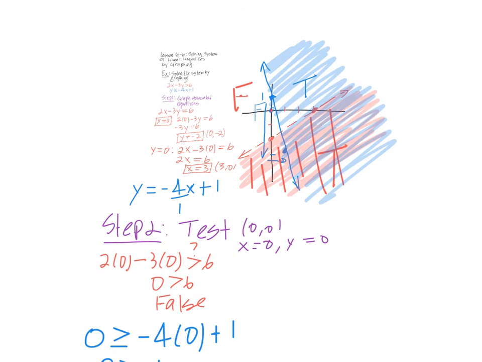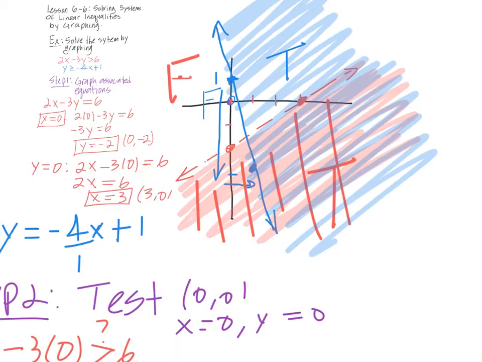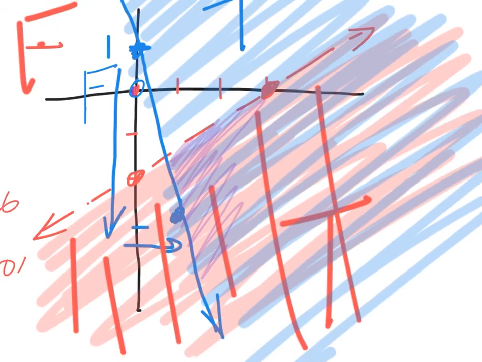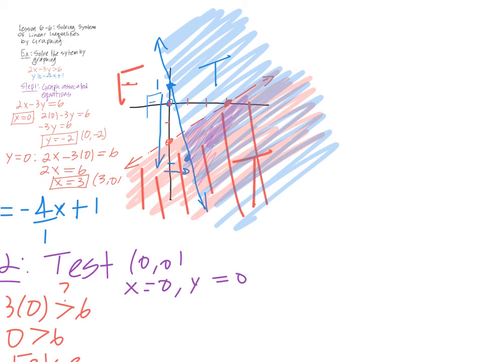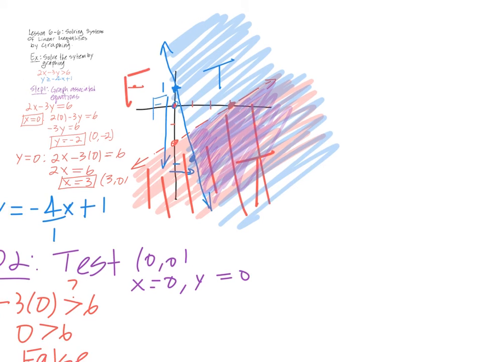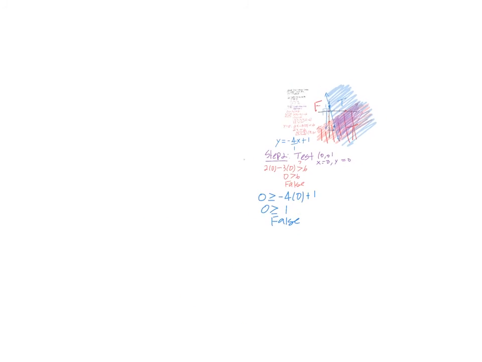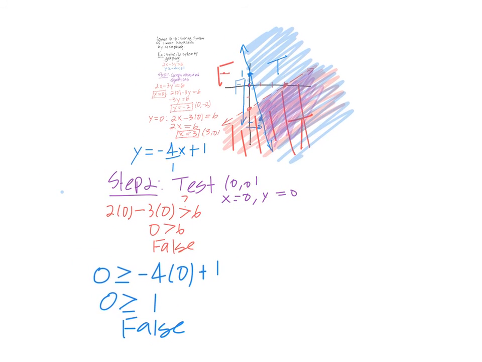And where those two sides overlap, that is the solution. Those two shaded areas overlap. So those two steps, the third step really just being the shading where it's true, give us our solution. I hope that helps.